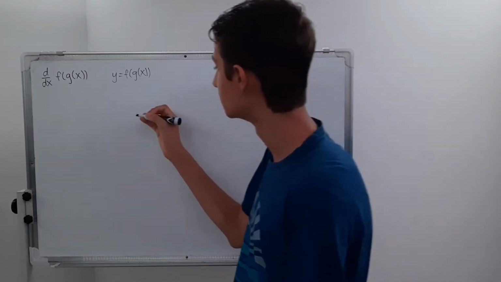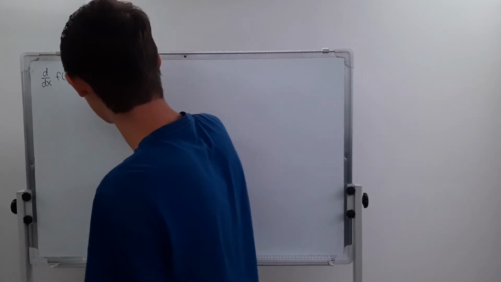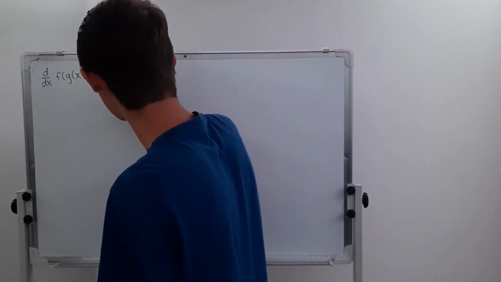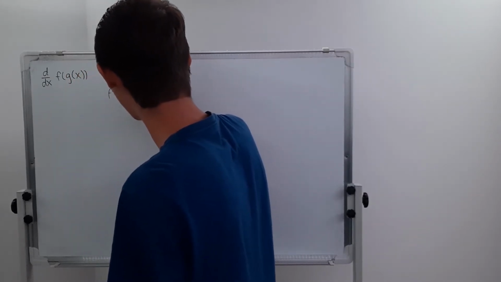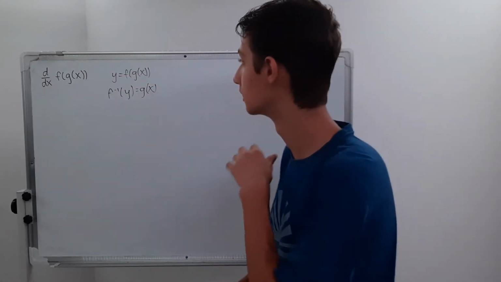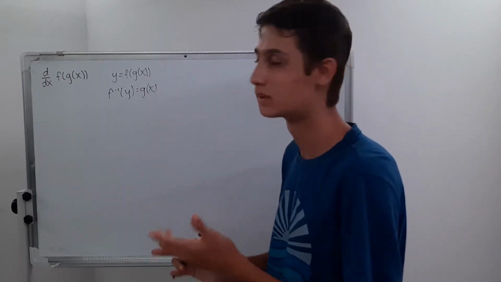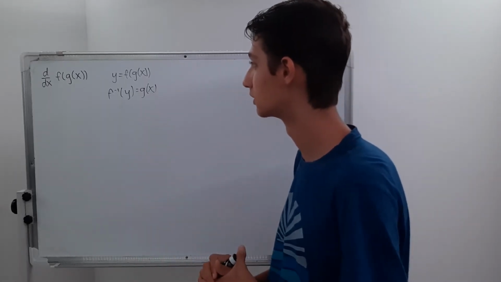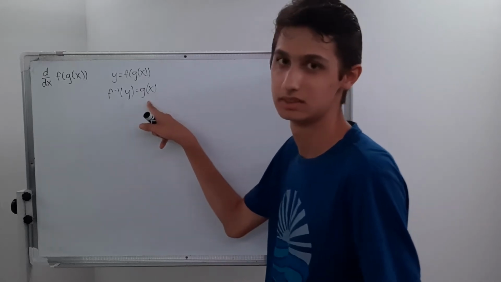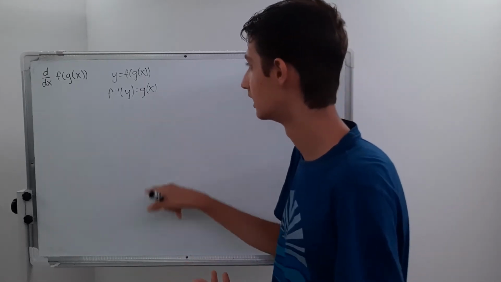Well, we can take the f inverse on both sides and kind of get rid of the composition of functions thing. And so we have f inverse of y equals g of x. So the composition of functions is gone. Now what? Well, we have to take the derivative on both sides. This is easy. This is just going to be g prime of x times dx, basically.